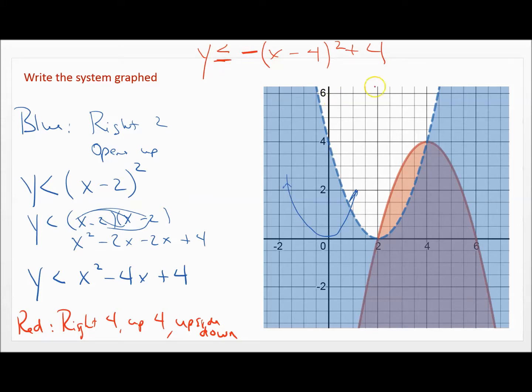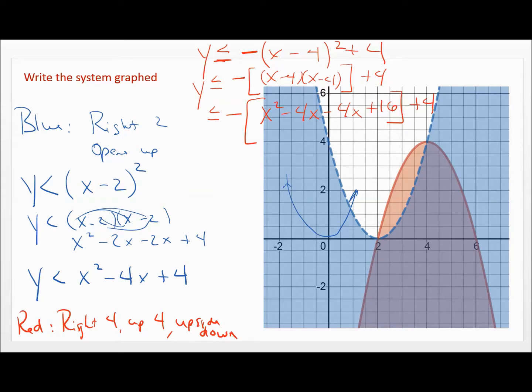Now again, you're probably not going to have this choice as your answer. I need to multiply all that out. So here I go. I have y is less than or equal to the negative, which I'm going to leave alone for now, and I'm going to do (x minus 4) times (x minus 4). And then at the end, I'm going to add 4. So that's less than or equal to negative. Now, x times x is x squared. x times negative 4 is negative 4x. I have another negative 4x. Negative 4 times negative 4 is plus 16. And then plus 4. Now, if I'm losing you on that algebra, pause it.